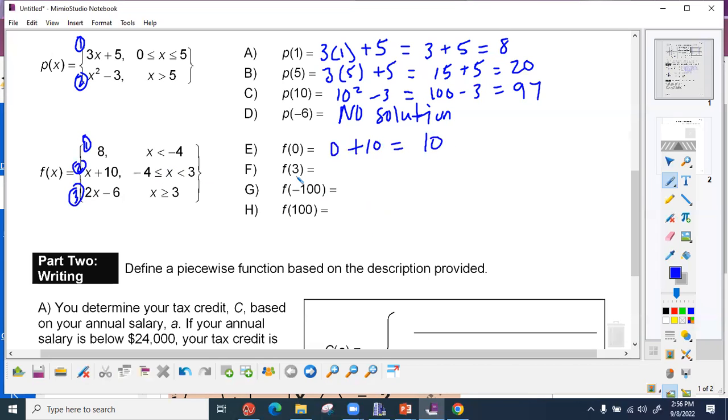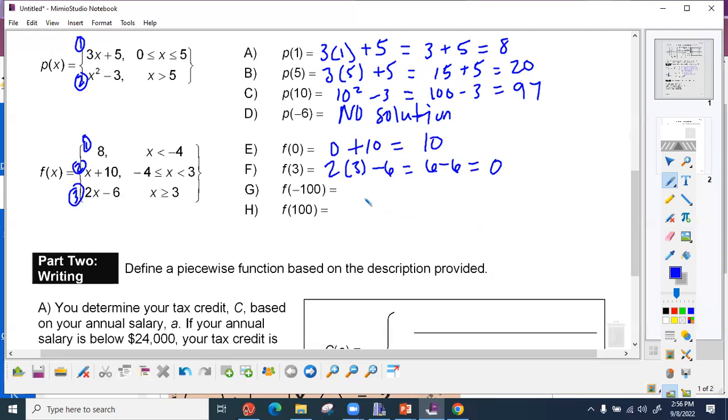For f of 3, what did you use? F of 3, you use 3, right? So we have 2 times 3 minus 6 equals 6 minus 6, which equals 0. For f of -100, what did you use?